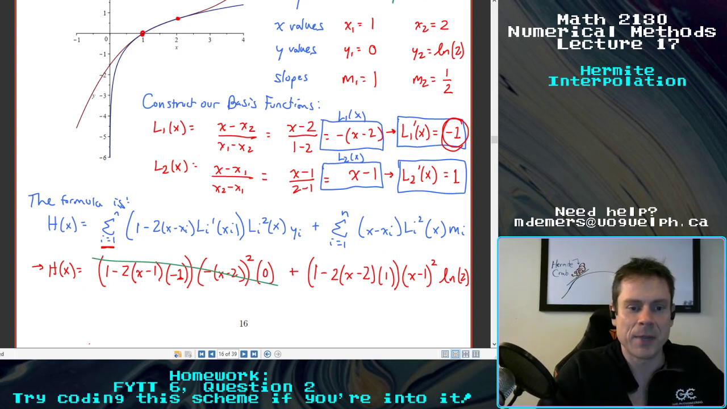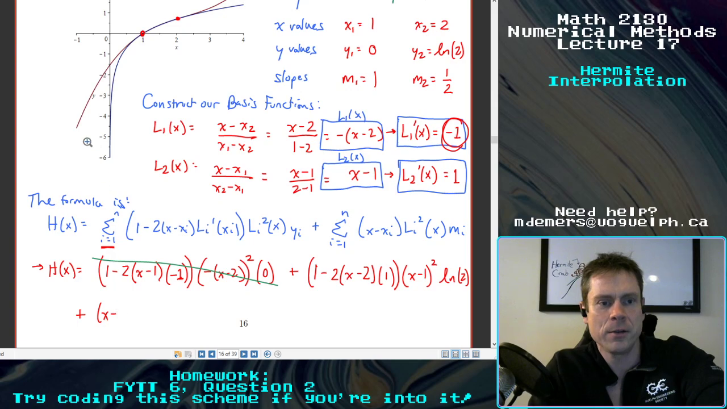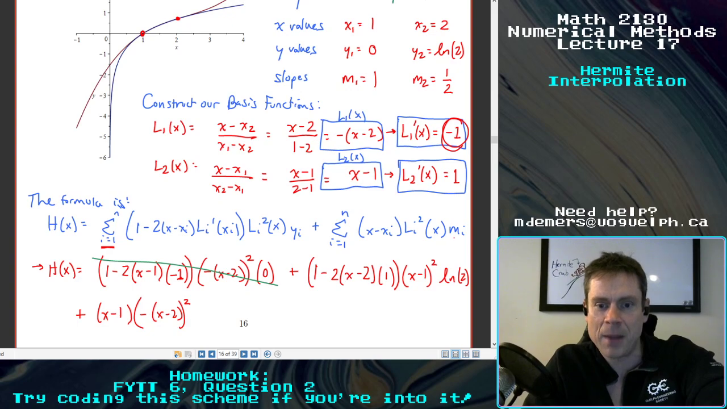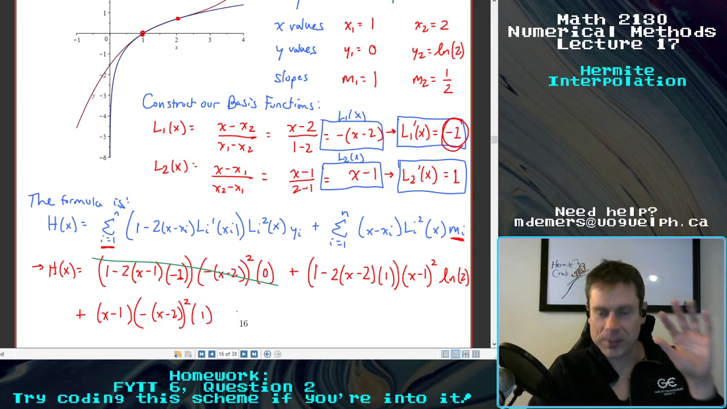Let's do the second sum here. So I'm going to have x minus x1. x1 was 1. So x minus 1. I need L1 squared, so L1 squared is going to be minus x minus 2 squared. That negative sign will be squared away because that's L1 squared. And I need to multiply that by M1, and M1 is 1. Okay, that's what the next term looks like.